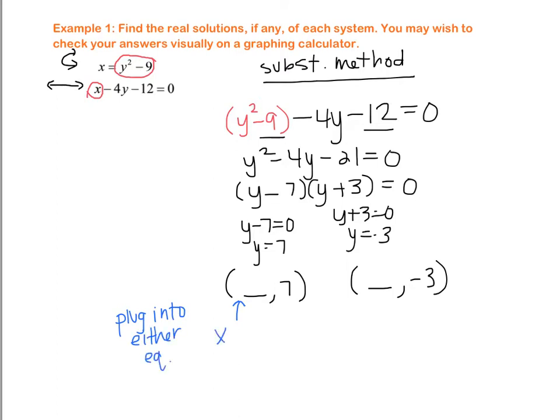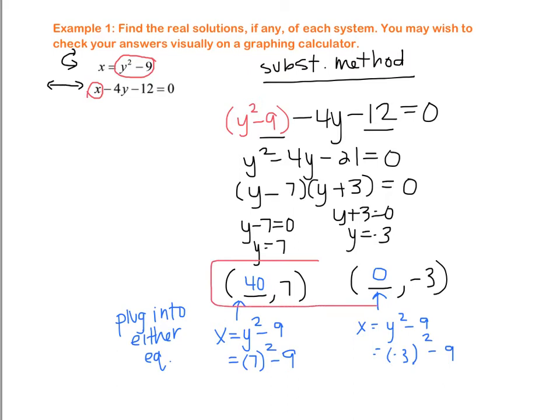So if I know x equals y squared minus 9, I'm using the first equation. When y is 7, we have 7 squared minus 9, which is going to be 40. Same thing over here. We have x equals y squared minus 9, and we plug in negative 3. So we have negative 3 squared minus 9, so that's 0. And that's our answer. Those are the 2 places where those graphs would intersect. So that's the solution to that system of equations.